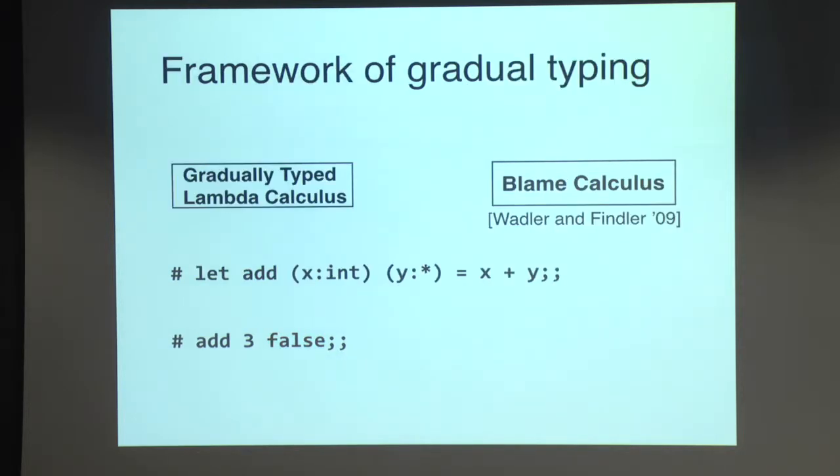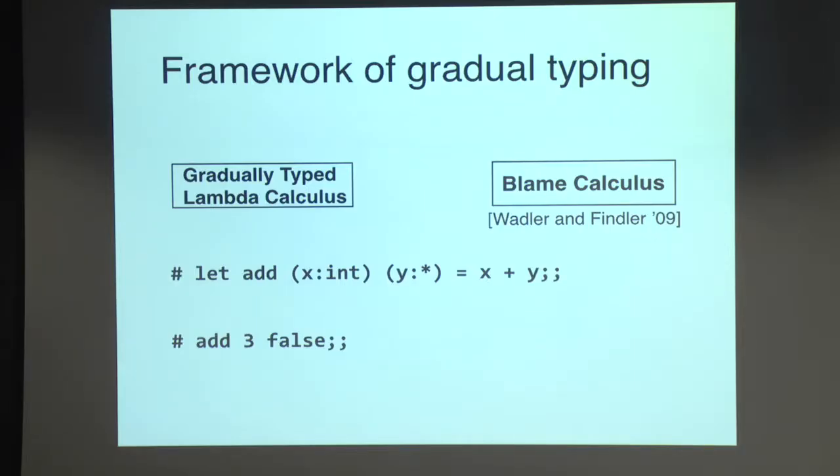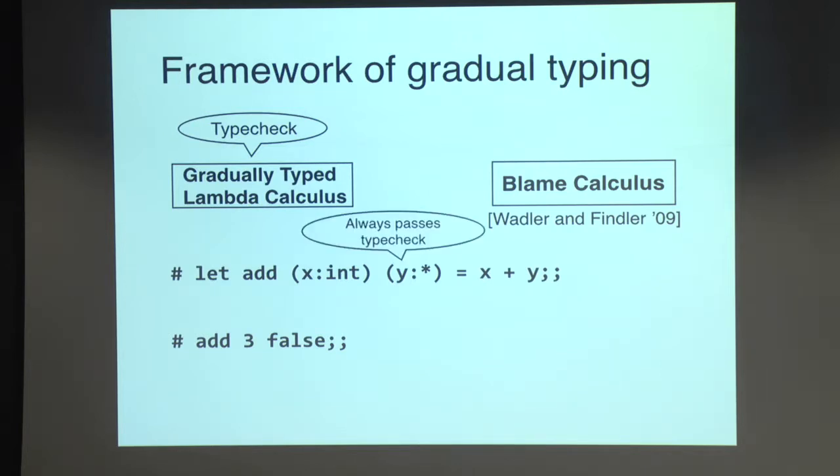Okay, let's look at gradual typing from a high level. In the simply typed case, we have two languages. One is the source language, the gradually typed lambda calculus, abbreviated GTLC, and the other is the target language, the blame calculus, which is one of the cast calculi. So first, GTLC type checks terms, and here you should note that star always passes the type check. So the two examples are well typed in this case.